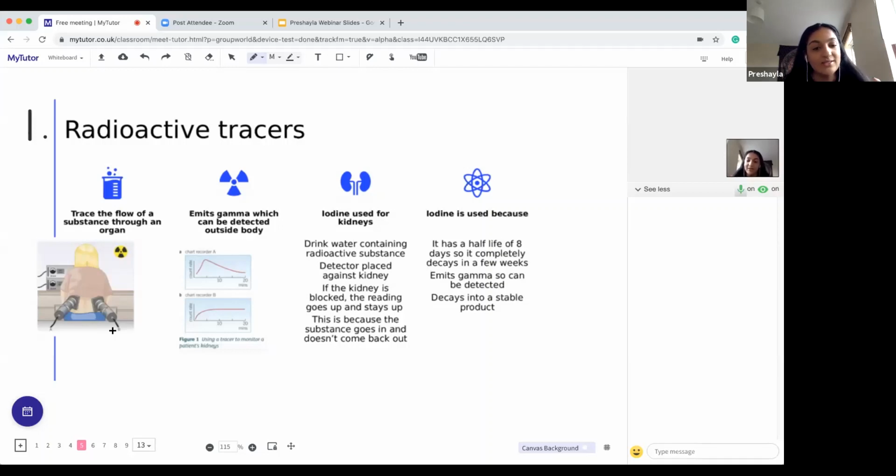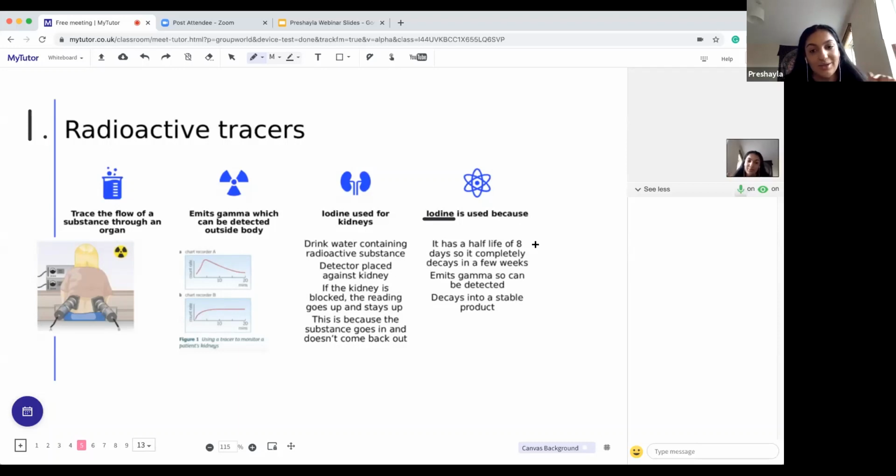However, if the kidney is blocked, the reading goes up and stays up because the iodine goes into the kidney and never comes back out. So we know that there is some blockage in the kidney if it's not allowing this iodine to get back out. And the way that we tell that is if the reading goes up and it stays up. Now, this is because the substance goes in and does not come back out. Iodine in specific is used because it has a half-life of 8 days. So remember, a half-life of 8 days means that after 8 days, the number of particles that we had at the beginning is halved.